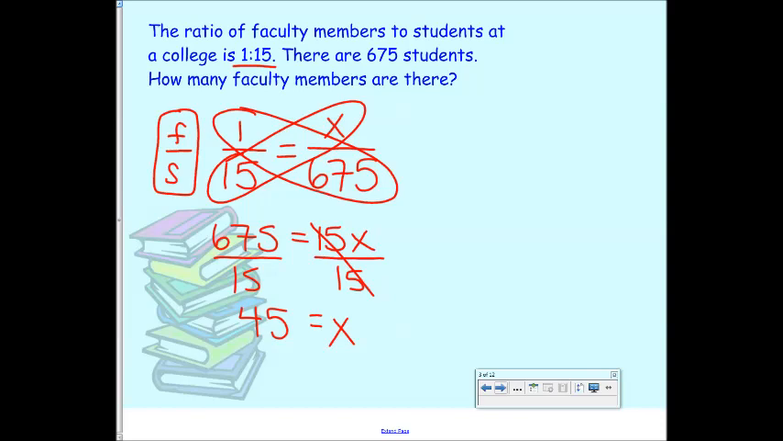So how many faculty members are there at that college? There's 45 faculty members. All right, which means if there's 675 students, there's 45 faculty members. And if you reduce that fraction, what would it give you? 45 over 675 would reduce to 1 over 15. That's where the 1 over 15 came from. It's the reduced version of that fraction. So you're basically using cross multiplication to unreduce it, to make it bigger, to figure out how many there actually are. So consider this ratio your smallest version of the fraction, the one that's most reduced, and you're trying to backwards unreduce it.